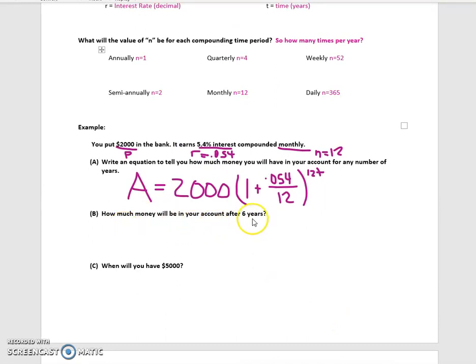How much money will be in our account after 6 years? That means that T equals 6. And maybe I should do a different color for a different example. That way they don't intertwine. Hold on one sec. Sorry. We'll use navy.